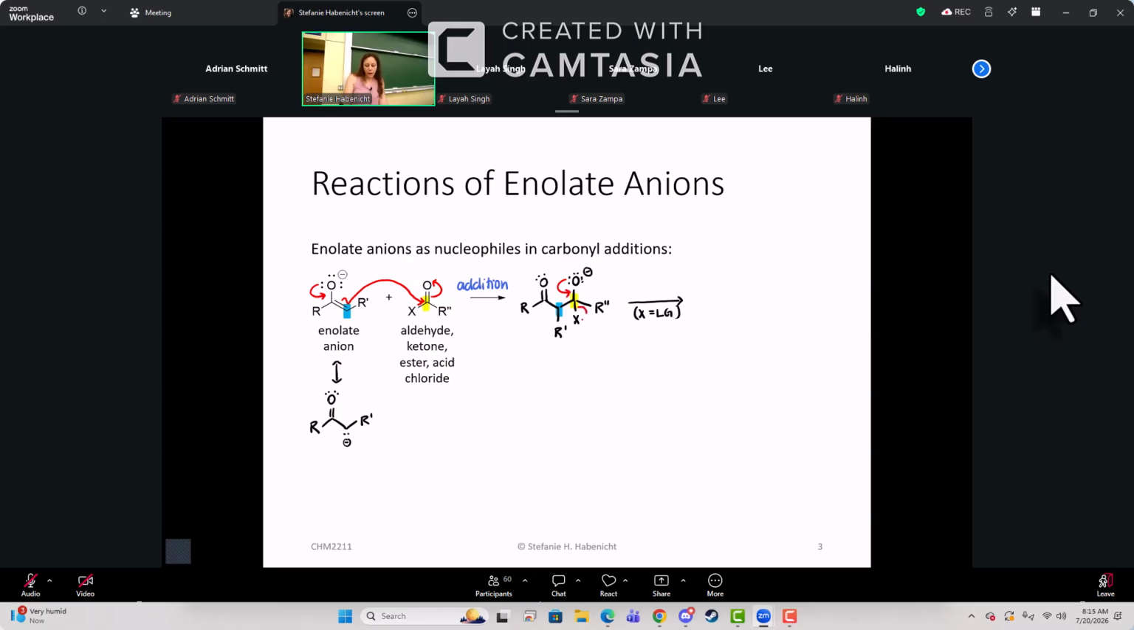Elimination. So what happens is that our leaving group is subsequently eliminated. We reform the original carbonyl group that was present in the acid derivative. We kick out our leaving group X minus. That could be an alkoxide, that could be chloride, again depending on whether we're using an ester or an acid chloride. In either case, our product will be a so-called beta dicarbonyl compound, a 1,3 dicarbonyl compound.